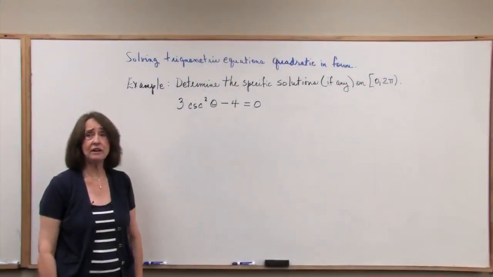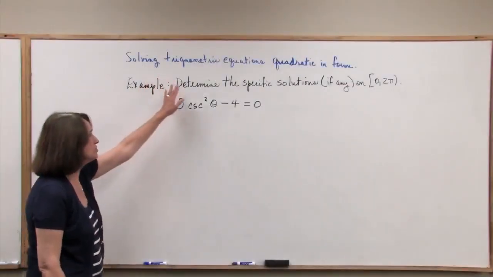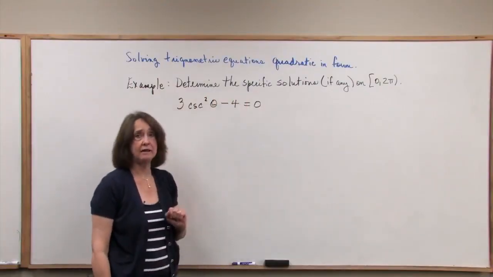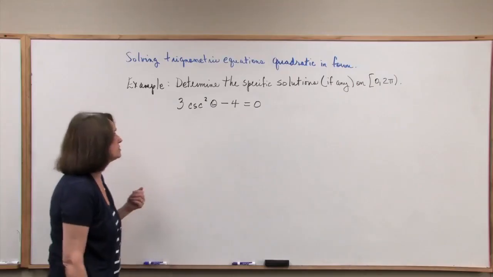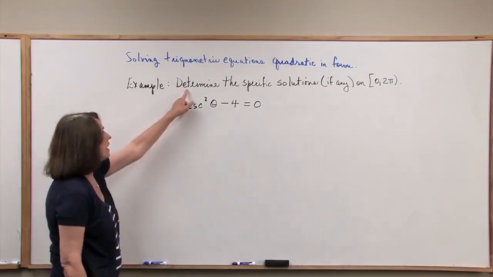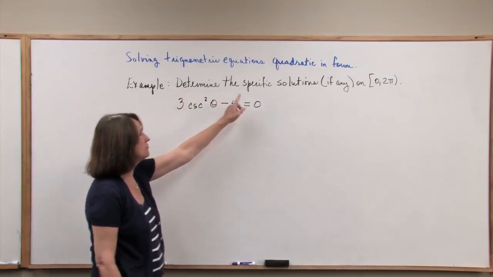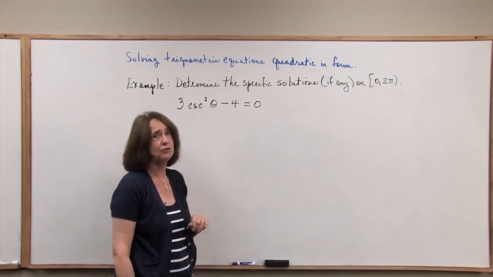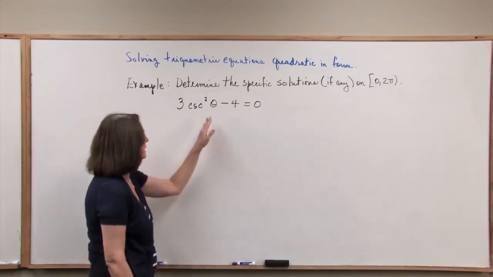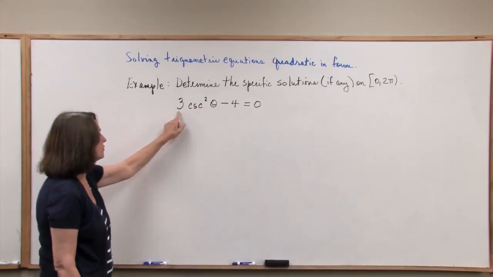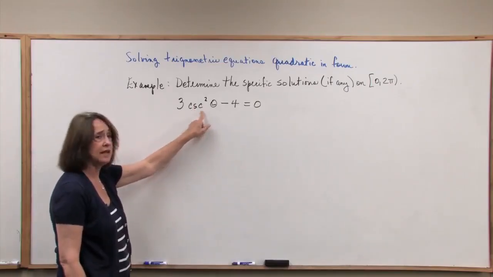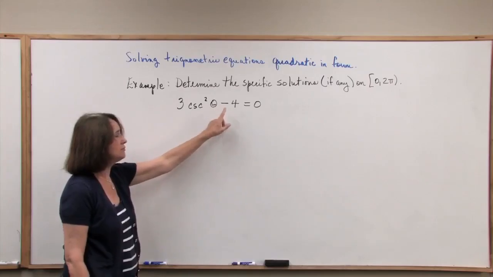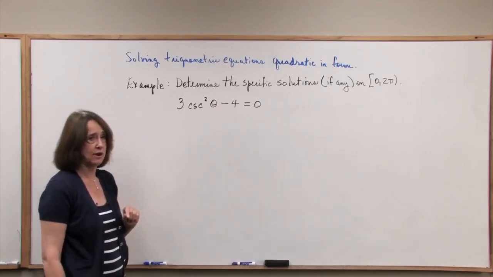We're going to look at a trigonometric equation that is quadratic in form and attempt to solve it. Our directions tell us to find the specific solutions, if any, on the interval from 0 to 2 pi. And our example reads 3 times the cosecant of theta squared minus 4 equals 0.